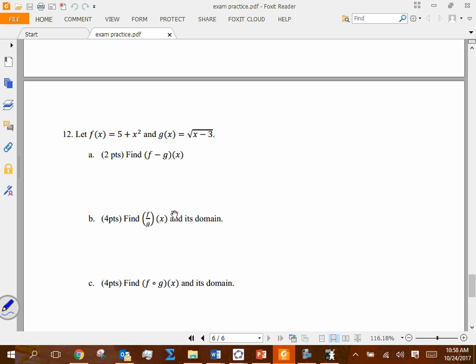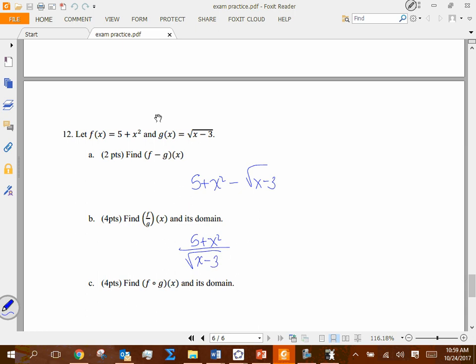So let's find f minus g, so I'm going to go 5 plus x squared minus root x minus 3. Okay, and it also wants us then to find f divided by g, so f divided by g would be 5 plus x squared all over g, which is root of x minus 3. Okay, you can leave it that way, that's fine.